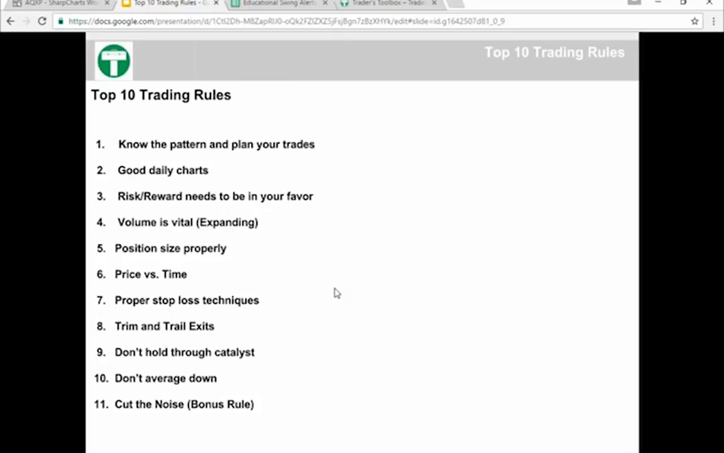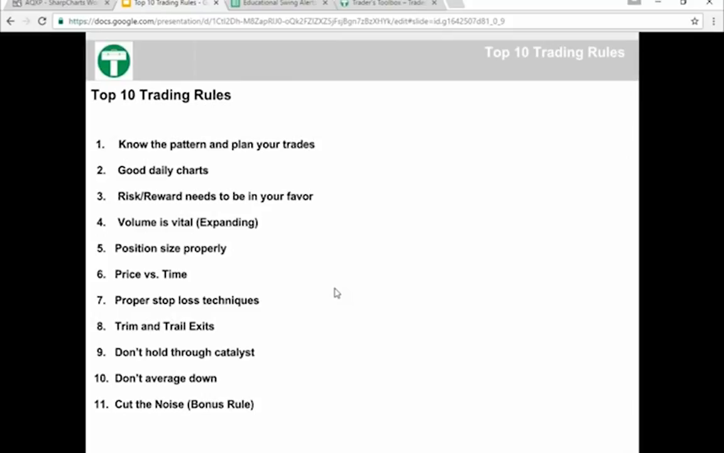What that does is it allows you to decrease the risk as the stock goes in your favor. It allows you to pay yourself. And then thirdly, it allows you to take advantage of the potential home run, to let that winner run as long as possible. And I'll show you what I mean by that in a few.